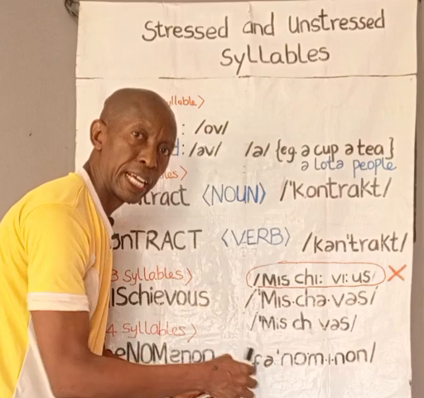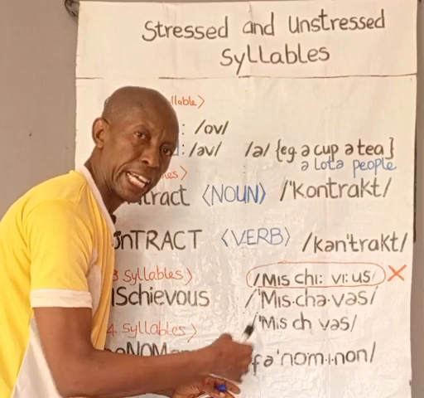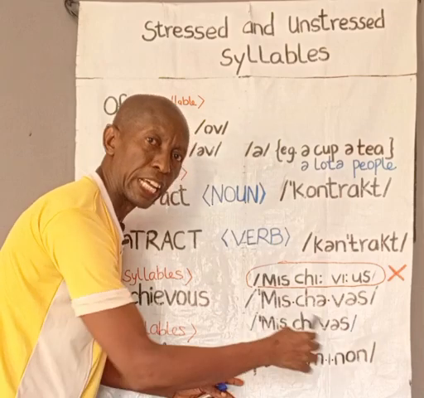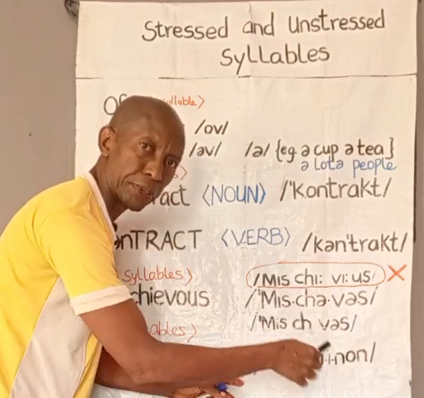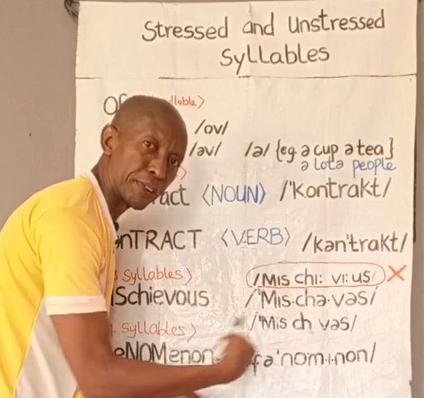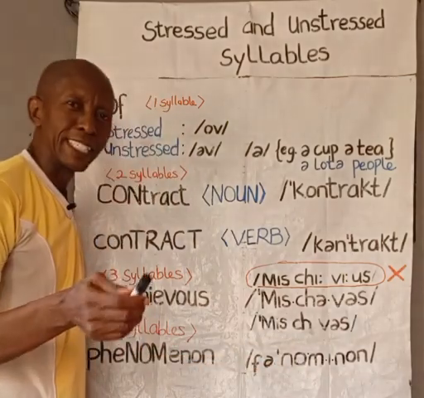Now let us practice pronouncing the last two syllables here. Menon, menon, menon. Let's slowly pronounce them together. Phenom, menon, phenom, menon. Now let's increase the speed. Phenomenon, phenomenon, phenomenon. This is it for today.